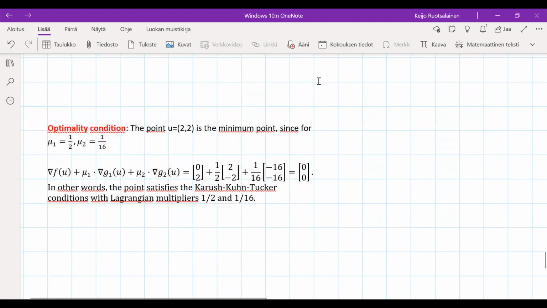Okay, let's stop here. Okay, there were some questions in chat. No, the gradient of G1 I computed is 6 and minus 2.